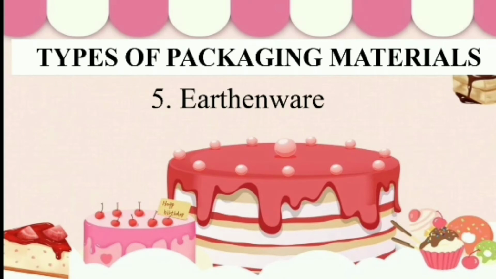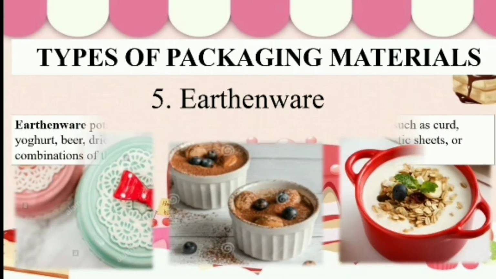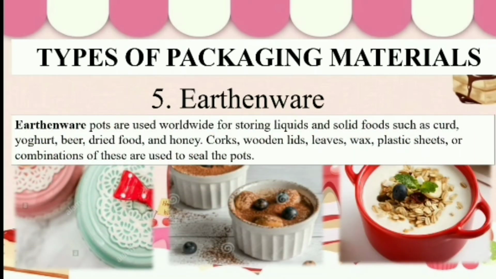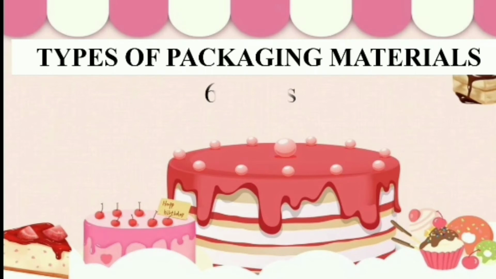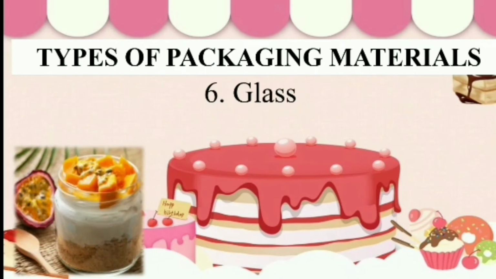Number 5, earthenware. Earthenware pots are used worldwide for storing liquids and solid foods such as curd, yogurt, beer, dried food, and honey. Corks, wooden lids, leaves, wax, plastic sheets, or combinations of these are used to seal the pots. Number 6, glass.